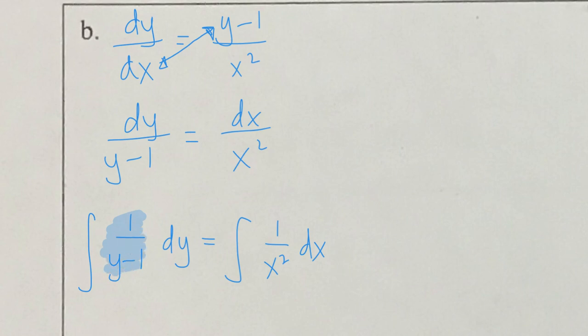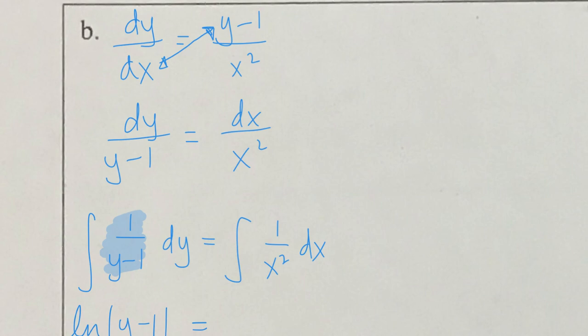1 over y minus 1's antiderivative is the natural log of absolute value y minus 1. In absolute value, because we need it to be positive. When we anti-differentiate, you're only going to have your c on your x side. We're not going to worry about having multiple c's here.